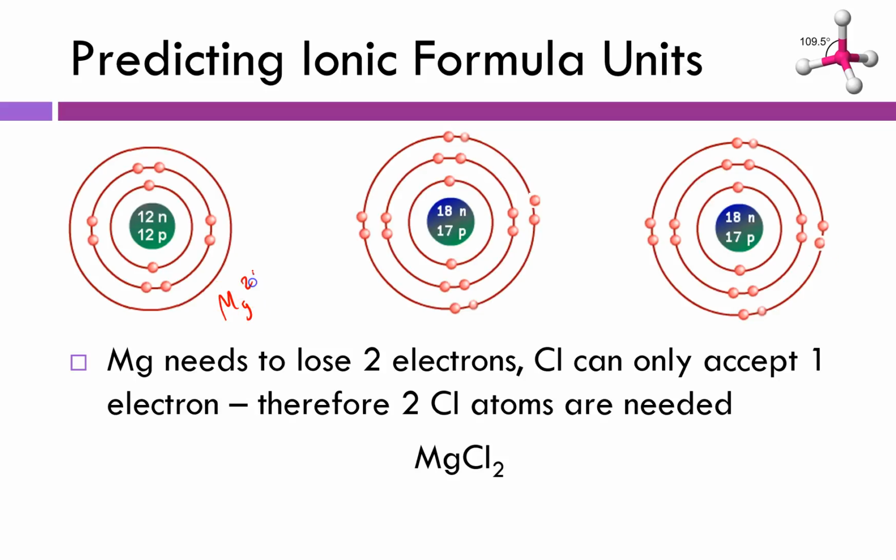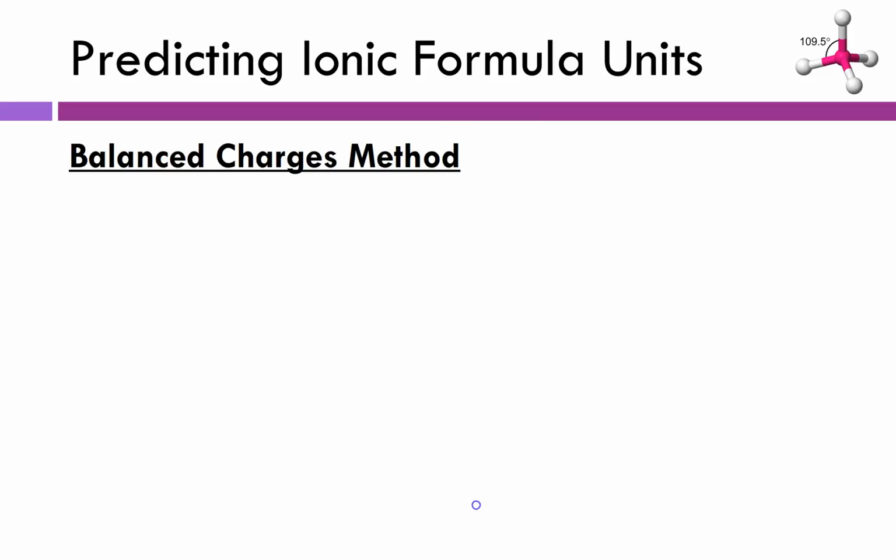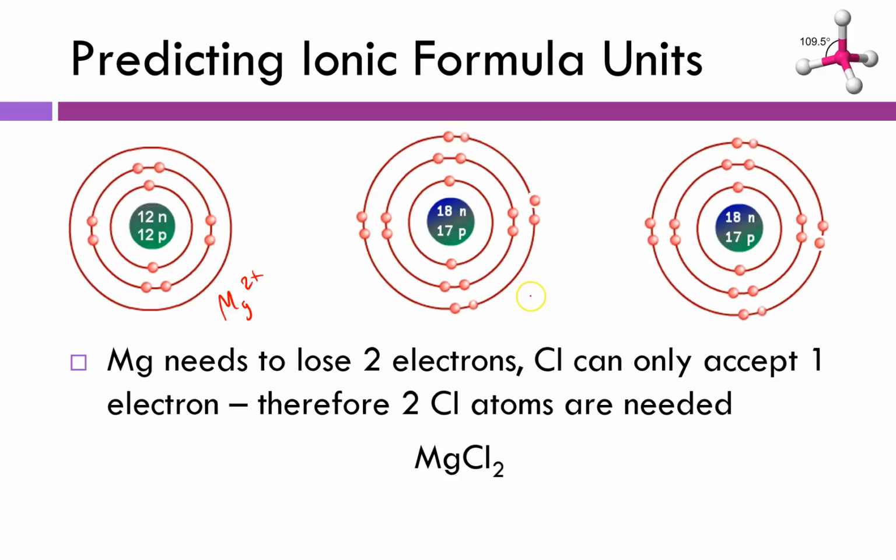Now I have Mg2+, whoops, got a little ahead of myself there, Cl-, Cl-, and I've got complete octets, 2-8, 2-8-8, 2-8-8 again for the other chloride ion. So everything is, for lack of a better word, happy, stable, it's completed the octet. So I would write MgCl2 as my formula.